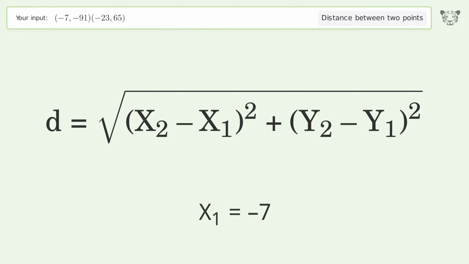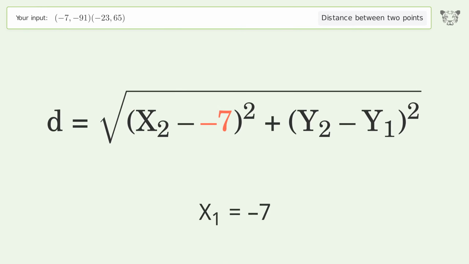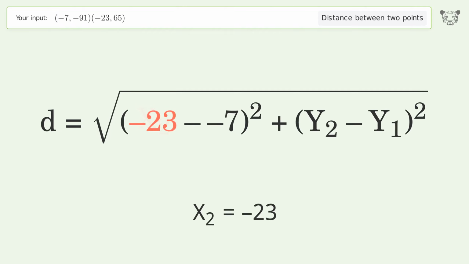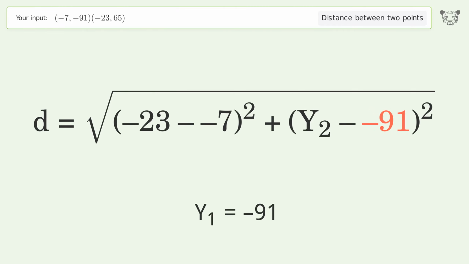x1 equals -7. x2 equals -23. y1 equals -91. y2 equals 65.